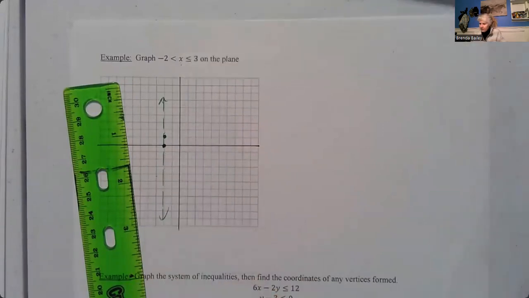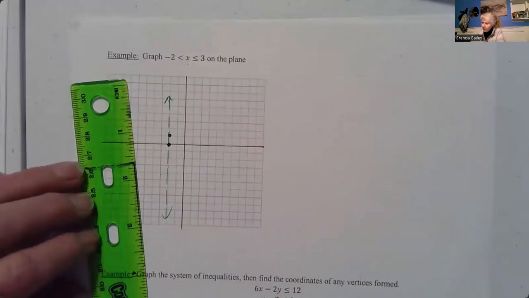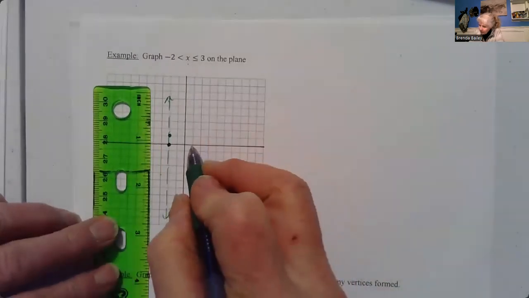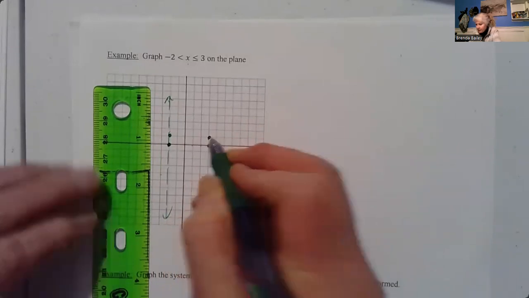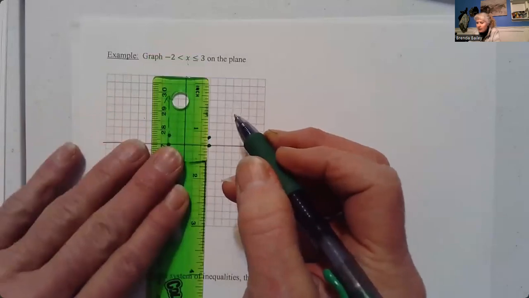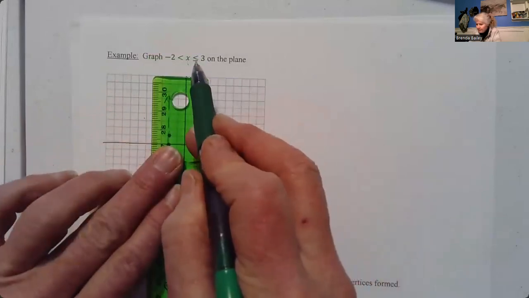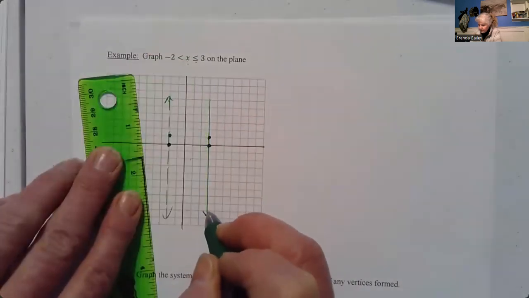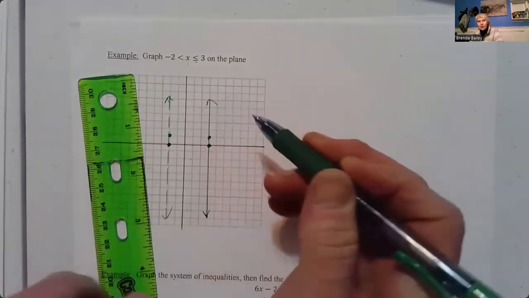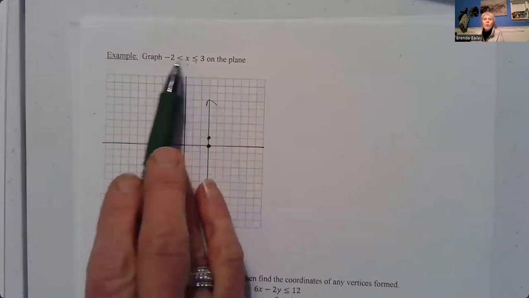Graphing the other one, x is less than or equal to 3. We're going to go to 3, and then we go above. Create a vertical line. This one's going to be a solid line because of the bar underneath. So we'll make it a solid line. And it looks like we want x's between those two.